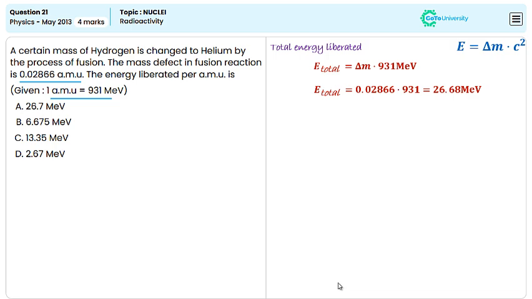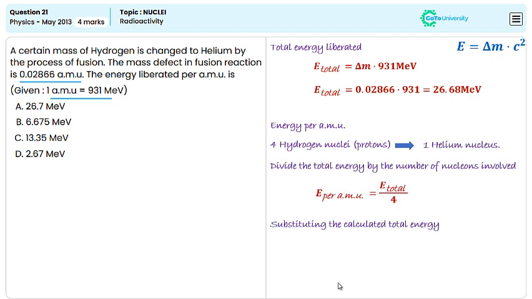The reaction involves the conversion of 4 hydrogen nuclei, which are protons, into 1 helium nucleus. Therefore, the mass defect corresponds to 4 nucleons. And to find the energy liberated per AMU, we divide the total energy by the number of nucleons involved. So we get E per AMU is equal to E total divided by 4.